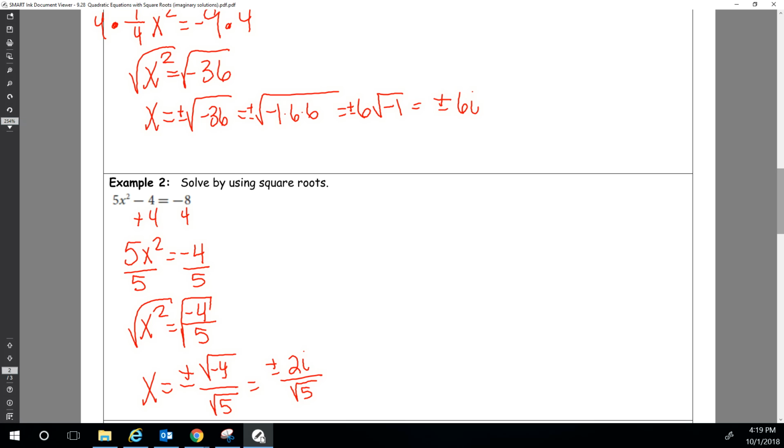But keep in mind, we can't leave that square root of 5 in the denominator. So I'm going to rationalize my denominator by multiplying by the square root of 5 over the square root of 5. This would give me plus or minus 2 times the square root of 5, all over square root of 5 times square root of 5, which is positive 5, times i. And those are my two imaginary solutions.